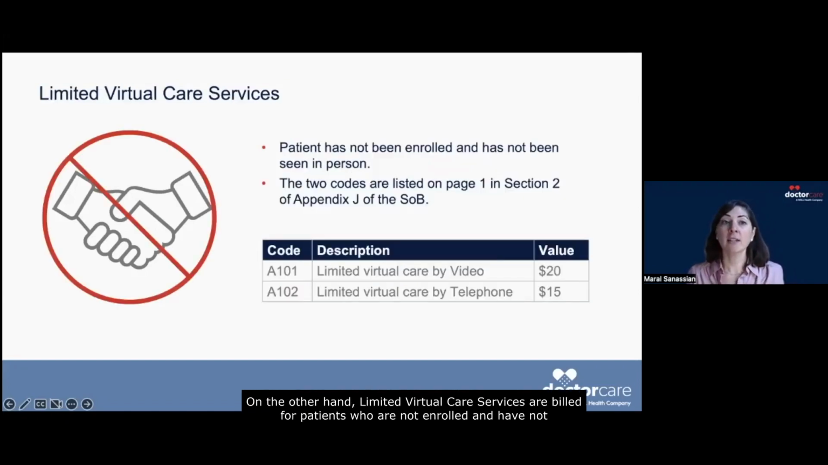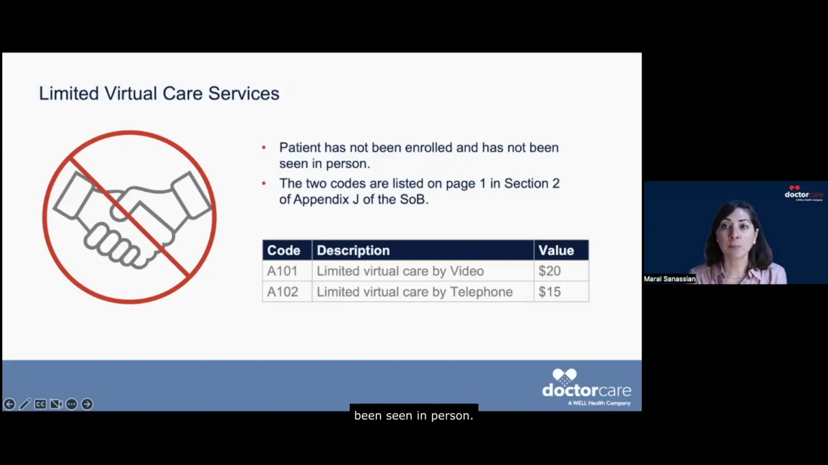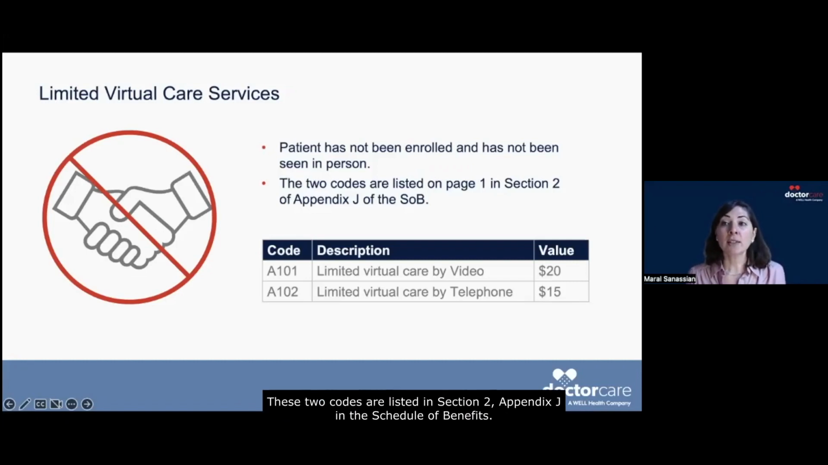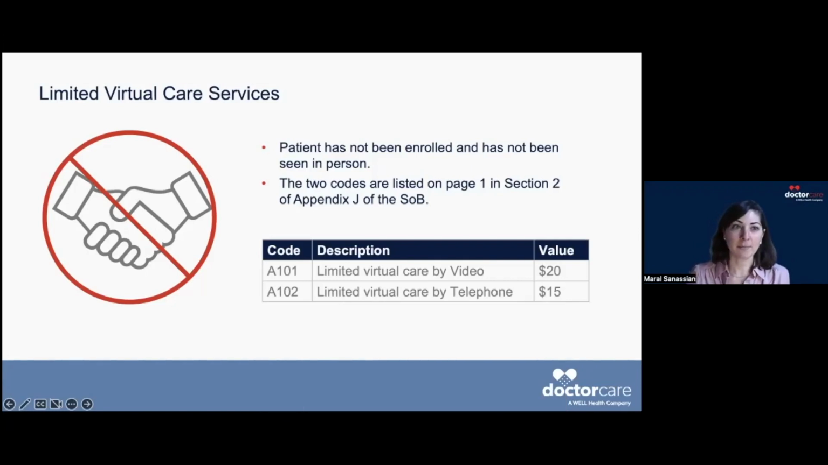On the other hand, limited virtual care services are billed for patients who are not enrolled and have not been seen in person. These codes are listed in Section 2, Appendix J in the Schedule of Benefits.